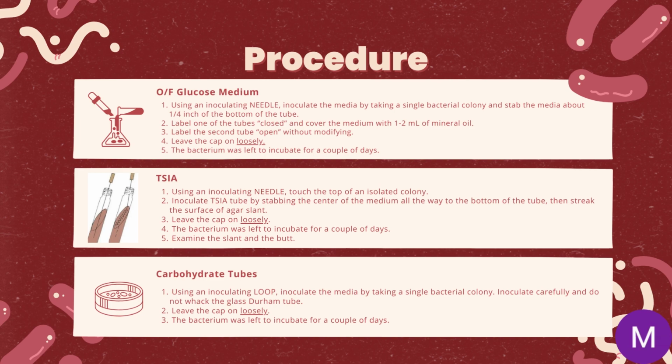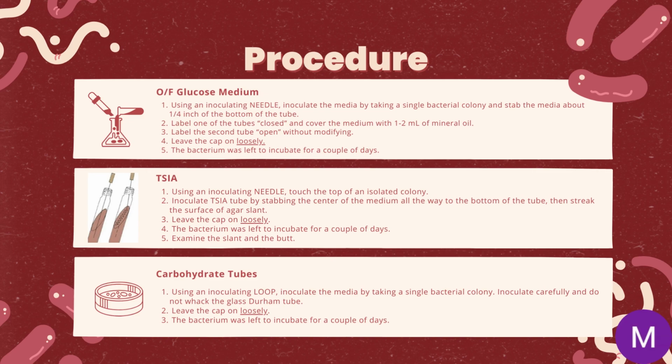Since there are 3 different types of media used in this experiment, each one had their own specific procedure. Beginning with OF glucose medium, you would inoculate the medium by taking a single bacteria colony using the inoculating needle and then stabbing the media about 1/4 of an inch at the bottom of the tube. One of the tubes would be labeled closed and covered with 1 to 2 milliliters of mineral oil. The second tube would be labeled open without any modifications. The caps on all tubes are to be left on loosely, and the bacterium was left to incubate for a couple of days.